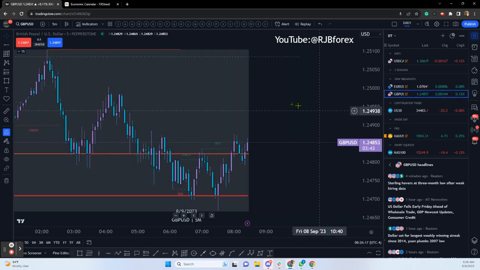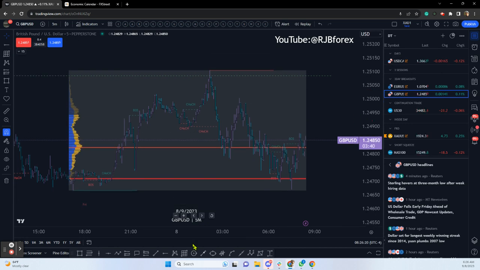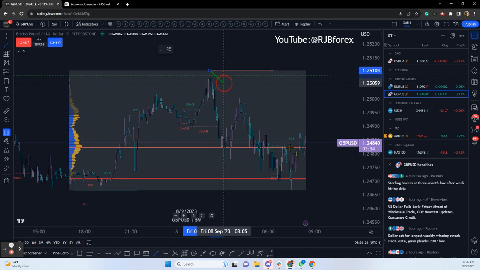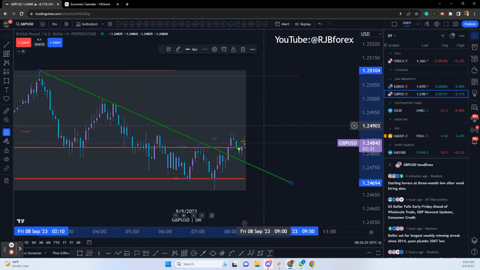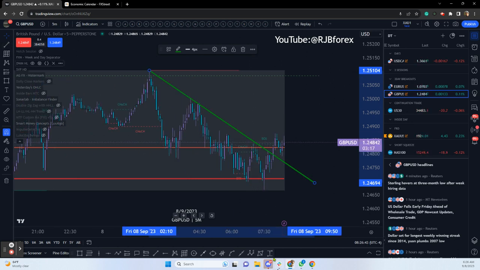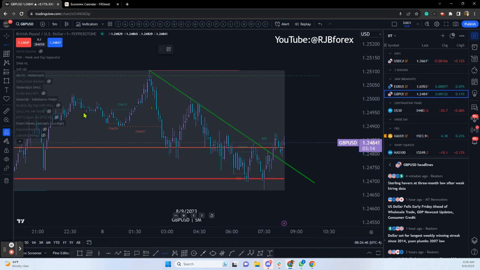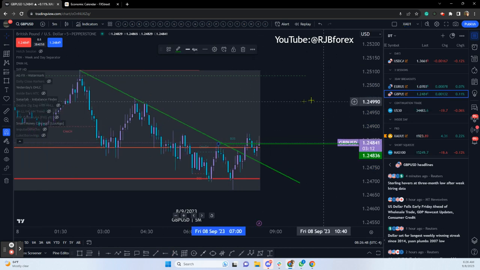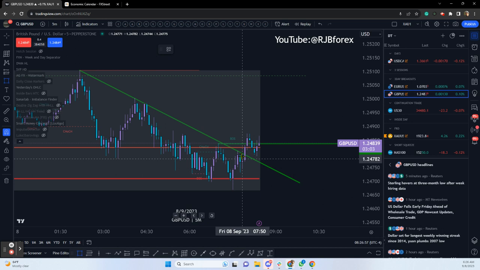Right, cable would be the same kind of scenario. So cable is leading the way. It's actually broken structure there. Look, this indicator here shows you that. The Smart Money Concepts indicator by Lux Algo has broken that high. Okay, so we've got a broken resistance. We're pulling back into this area here. This is the origin of that displacement.